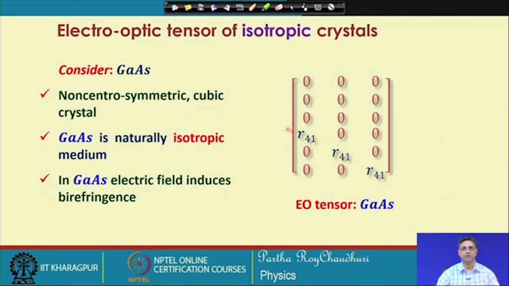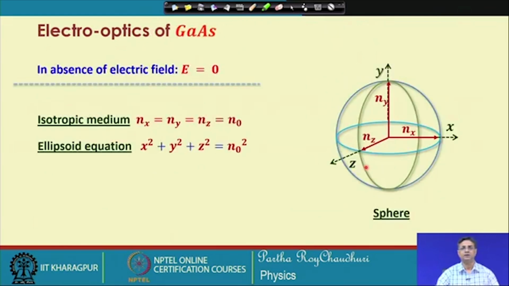These are the non-zero elements and this is naturally isotropic, and by applying an external electric field, it can create field induced birefringence. So, this is the tensor and the values are also known. We will make use of this electro-optic tensor to calculate the new refractive indices.